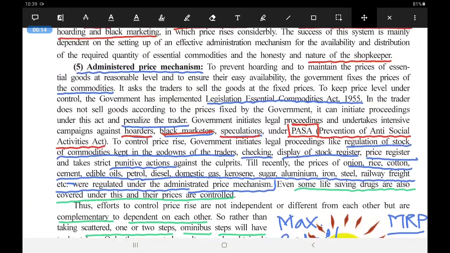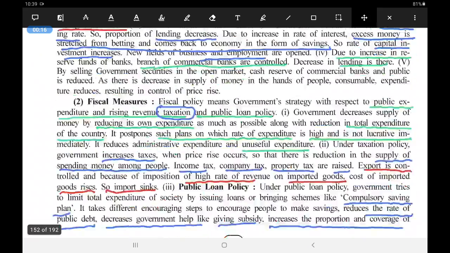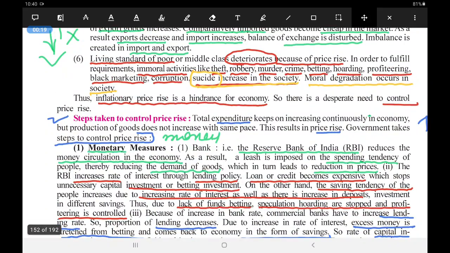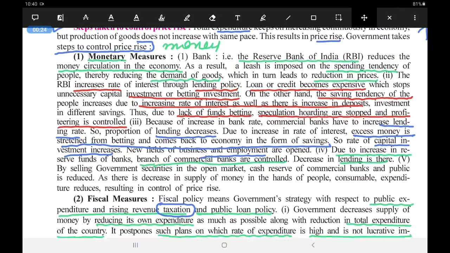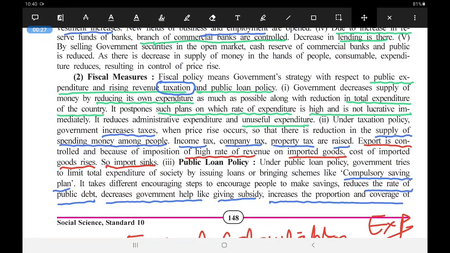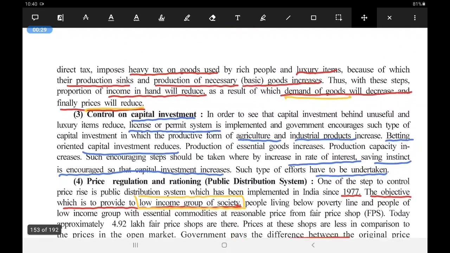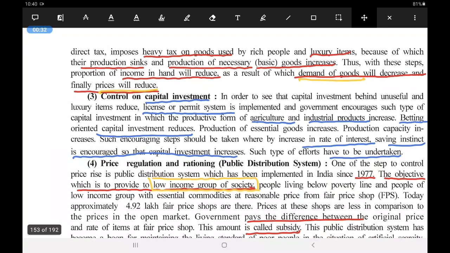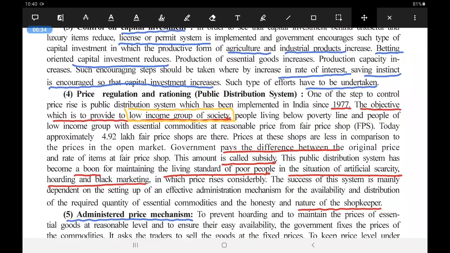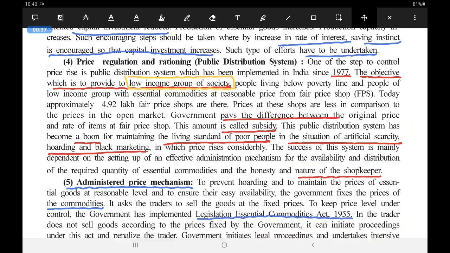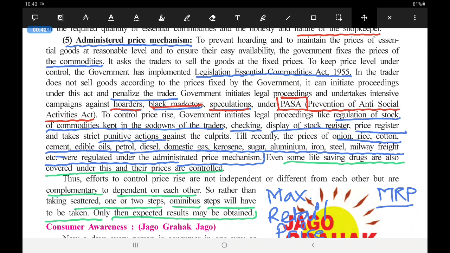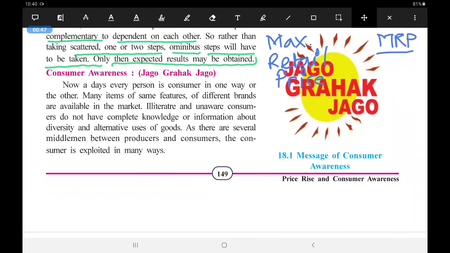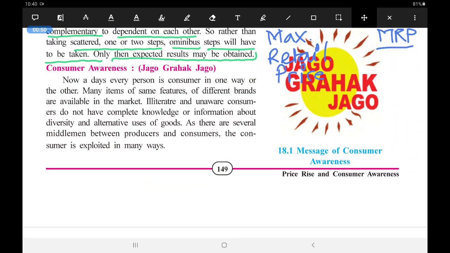In the previous video lecture, we saw the steps taken to control the price rise. In that, we saw the monetary measures and the fiscal measures. We also saw control on capital investment, then price regulation and rationing, that is the public distribution system. And the fifth one was administered price mechanism, that is controlling the price of essential things by the government itself. Today we are going to start a very important topic, that is consumer awareness.